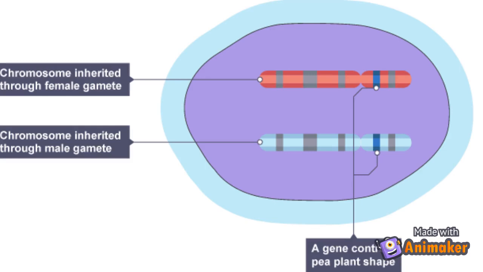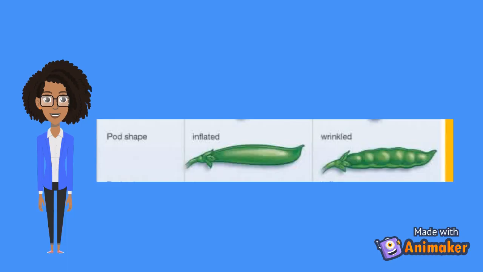Anyway, so usually an individual gets one chromosome with a specific copy of a gene and another matching chromosome with a copy of the gene. One of the chromosomes will be from your father, and one of your chromosomes will be from your mother. So, for example, the gene for a pea plant shape. Your mother might have the gene for a wrinkled pea plant shape, which she will then give you a copy of, and your dad might have the gene for an inflated pea plant shape, which he will then give you a copy of.